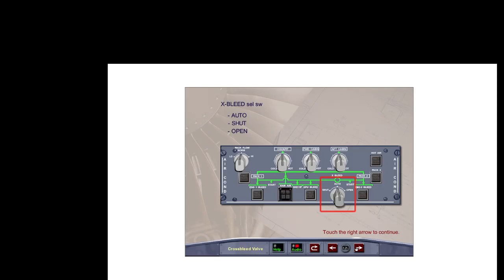The cross-bleed selector switch is found on the overhead air conditioning panel. The switch has three positions: auto, shut, and open.